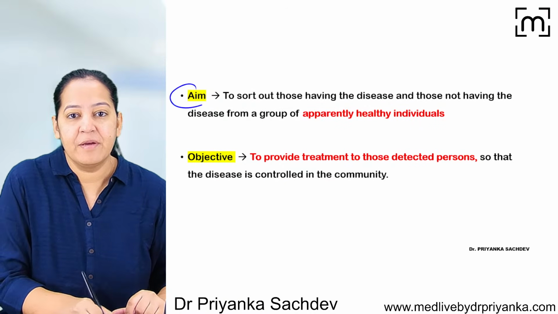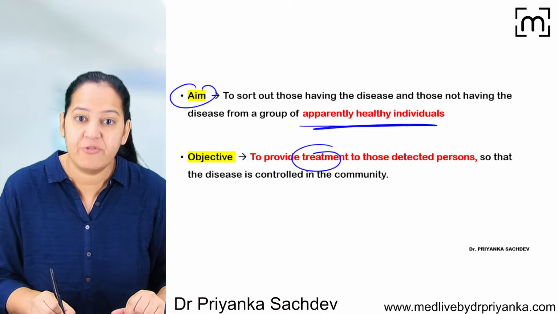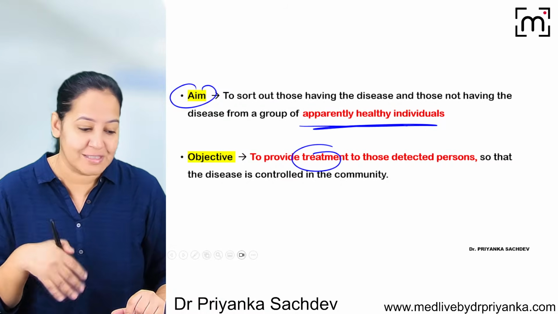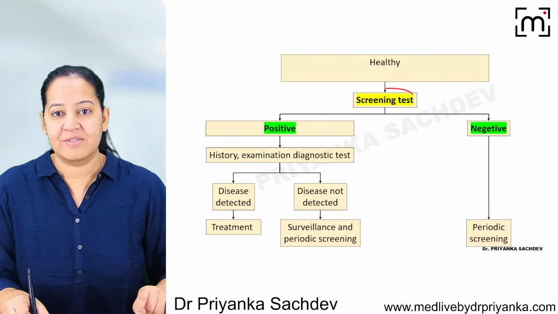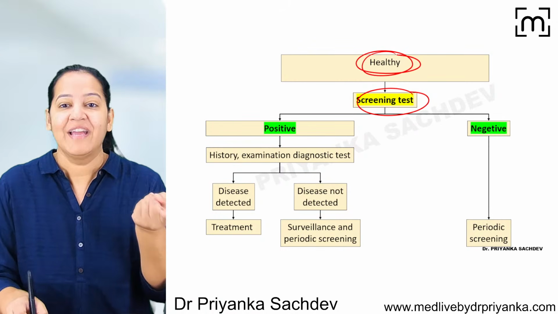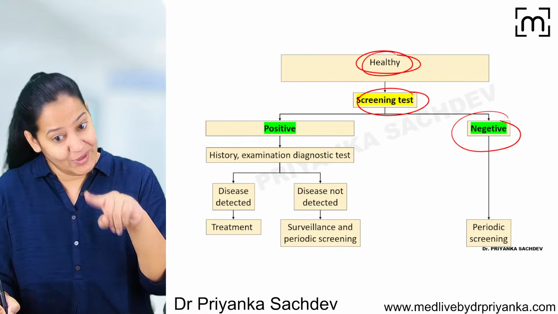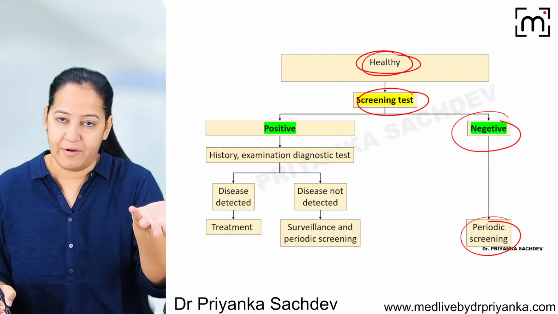What is the aim? To find out the apparently healthy individuals so that we can offer them early treatment to have a better prognosis, better outcome. So this is the purpose. We are performing a screening test on a group of healthy people who think they are healthy. If the screening test is negative, they are actually healthy, and we have to do periodic screening after 6 months or annual or biannual, whatever.